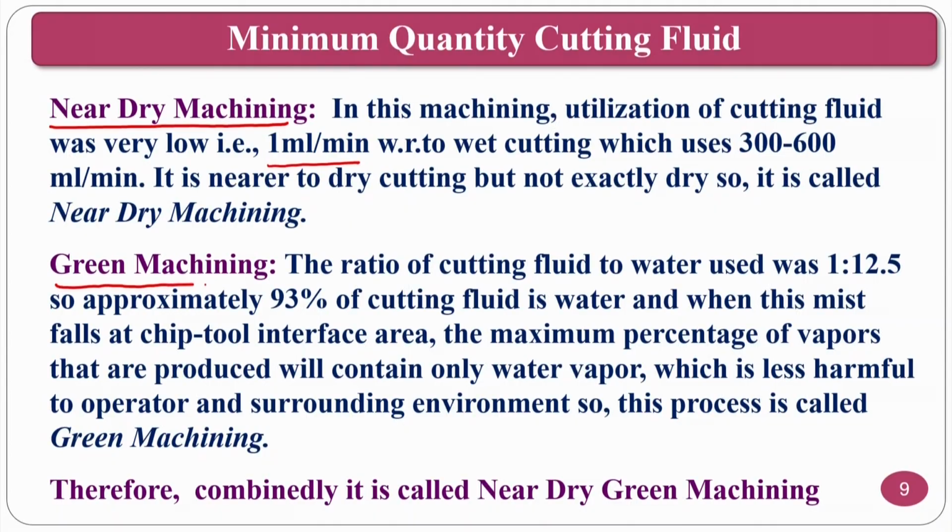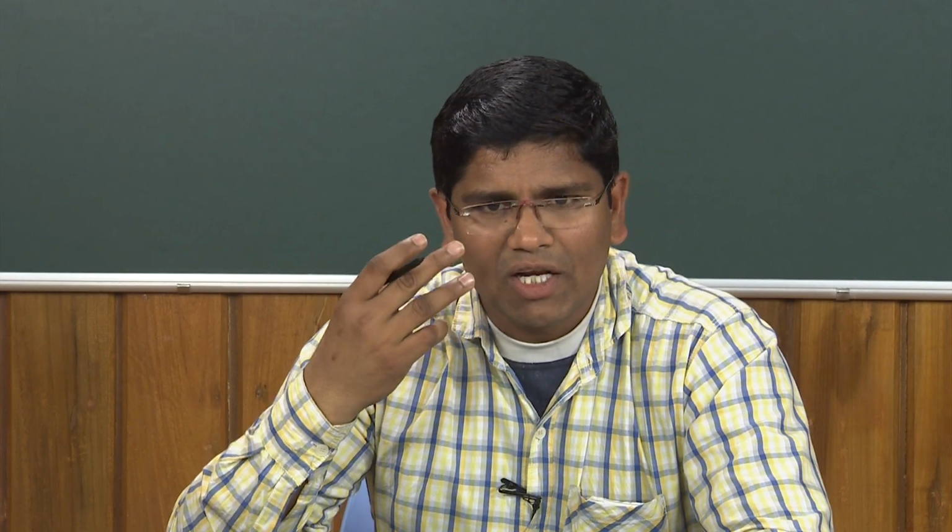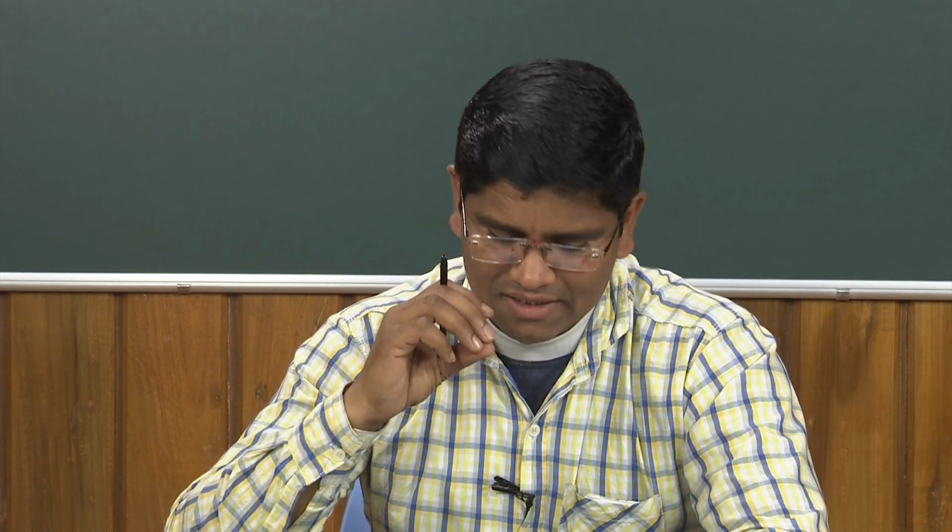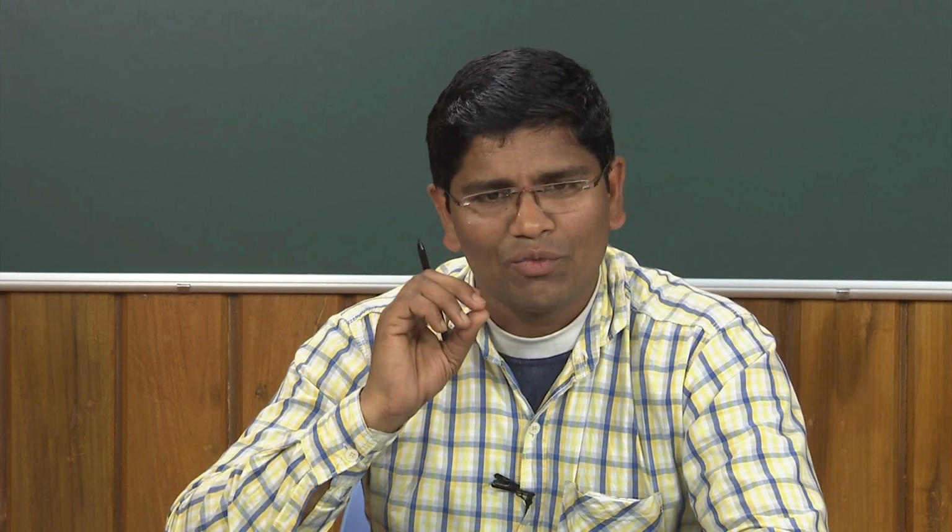Now you see, the ratio of cutting fluid to water is normally 1 to 12.5, 1 to 8, 1 to 10 and all those things. Approximately 93% of the cutting fluid emulsion is water. So whatever it emits, the major amount will be like water vapor. That means it is green, or you can say it is a near green machining process. That's why it is called near dry green machining or near dry machining. Some people say minimum quantity lubrication, where they don't use emulsions. Some people say micro lubrication, because the nozzles are specially designed and send the cutting fluid very minimally.